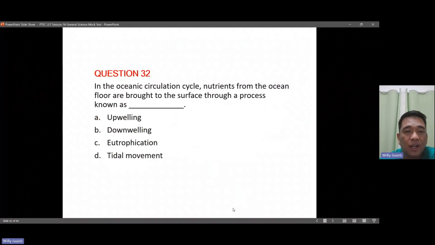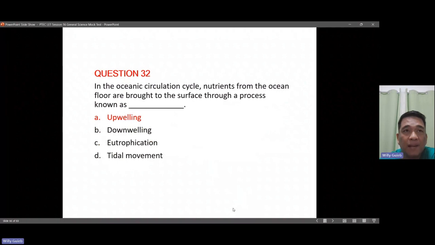32. In the oceanic circulation cycle, nutrients from the ocean floor are brought to the surface through a process known as A, upwelling, B, downwelling, C, eutrophication, or D, tidal movement. Ang tawag natin dito ay upwelling, no? Upwelling. It's how the nutrients from the ocean floor are brought to the surface in the process of upwelling.